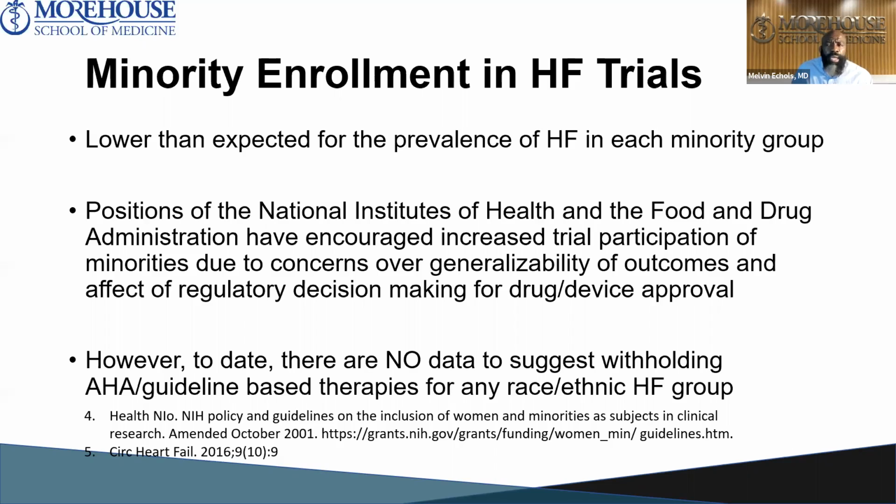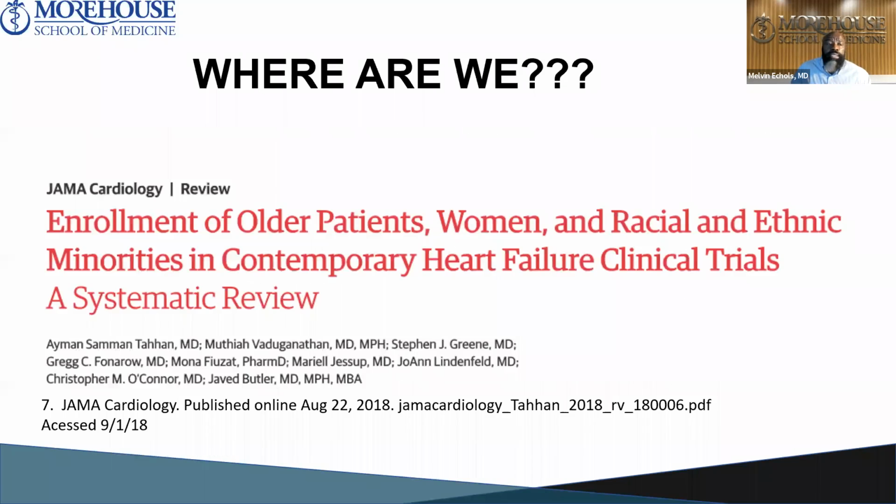And so it's getting there. But I think, for the sake of the discussion, most of the clinical trials still are just not very diverse at all. So where are we? This was actually a great paper. Muthu was part of this: enrollment of older patients, women, and racial and ethnic minorities in contemporary heart failure trials. This was a systematic review.